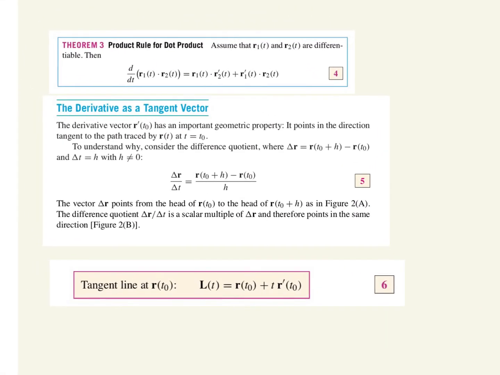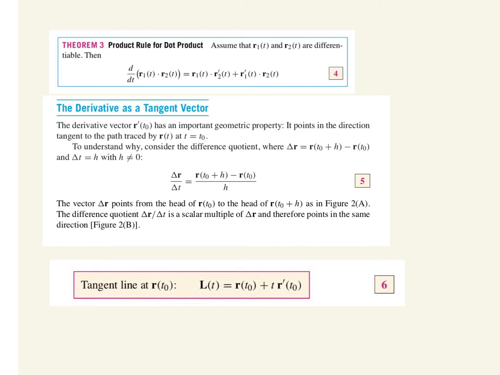This slide is a little repetitive to what we've already spoken about, but it's introducing our tangent line at r. So the derivative as a tangent vector. Up top, product rule for dot product. It still is r1 original times r2 prime plus r1 prime times r2. So it still follows that same f g prime plus f prime g. That's just an additional thing specific to dot products.